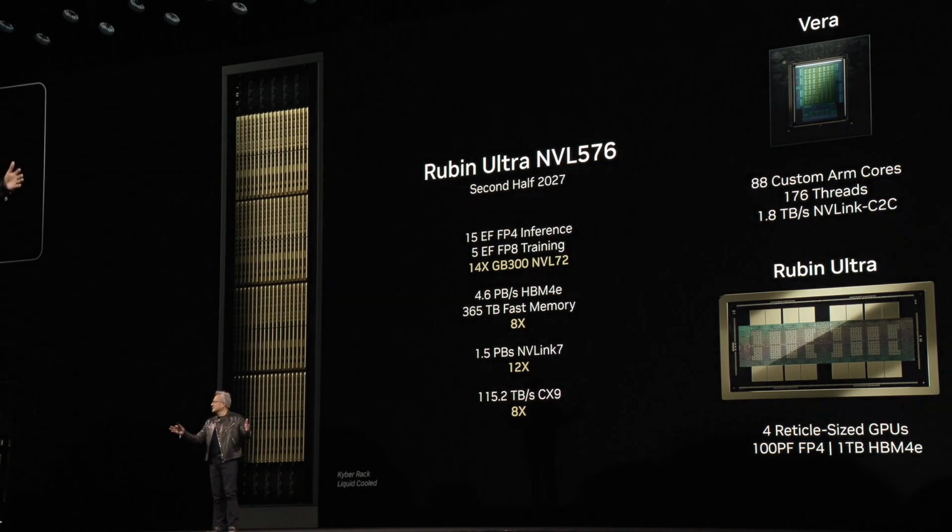And everything is X factor more. So 14 times more flops, 15 exaflops. Instead of 1 exaflop, as I mentioned earlier, is now 15 exaflops, scaled up exaflops, okay? And it's 4.6 petabytes, 4,600 terabytes per second scale up bandwidth. I don't mean aggregate, I mean scale up bandwidth. And of course, a brand new NVLink switch and CX9, okay?